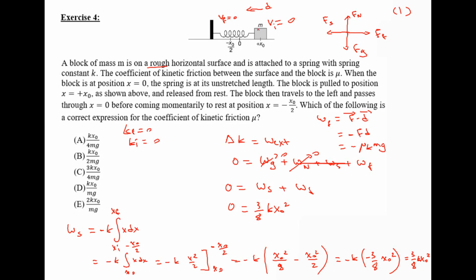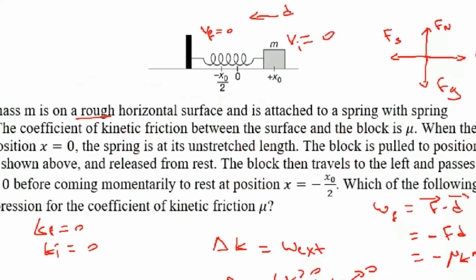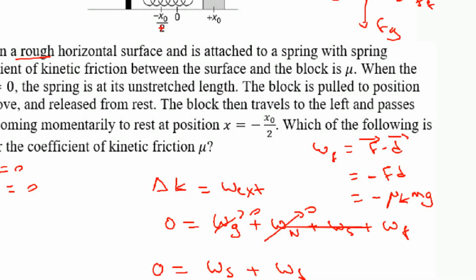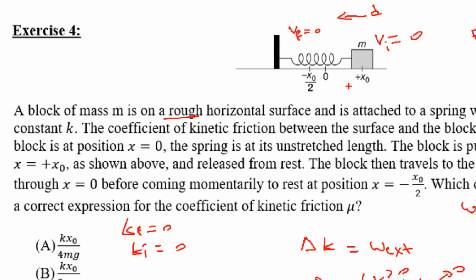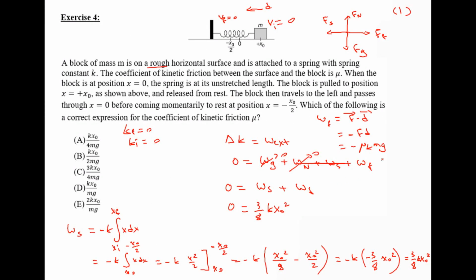What about the displacement? Now d would be the value of the displacement, which is basically this part and this part, which is half plus 1, and that would be half plus 2 over 2, which is 3 over 2. So the displacement would be 3 over 2 x0. Okay.